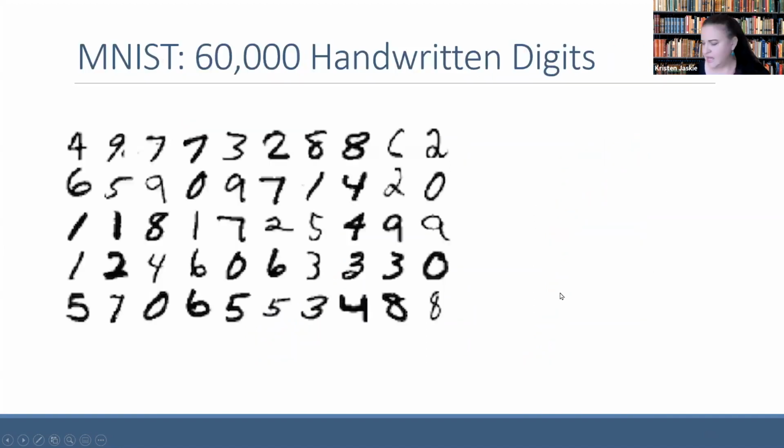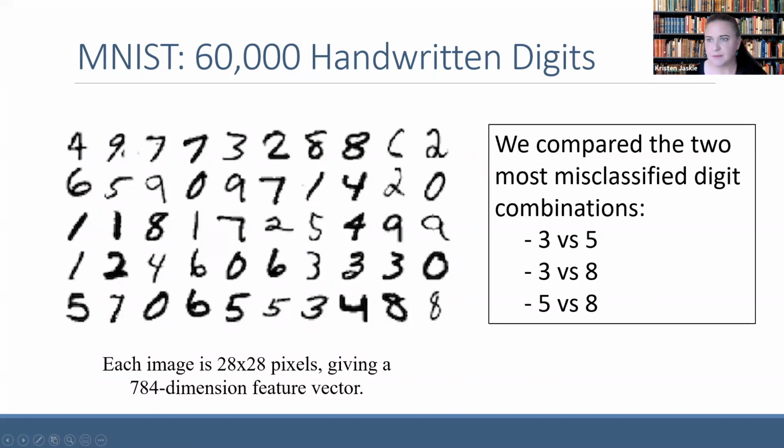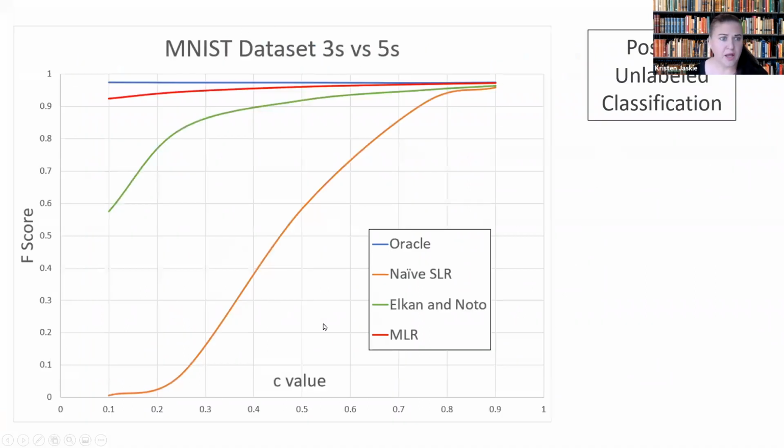Okay, so for the MNIST classifier, MNIST handwritten data set, this is a very standard data set, 28 by 28 pixel images of numbers. Because this is a binary classification problem, I'm going to compare the most commonly misclassified combinations, 3s versus 5s, 3s versus 8s, and 5s versus 8s. And I want to explain for a minute how to read one of these. These are a little difficult to read.